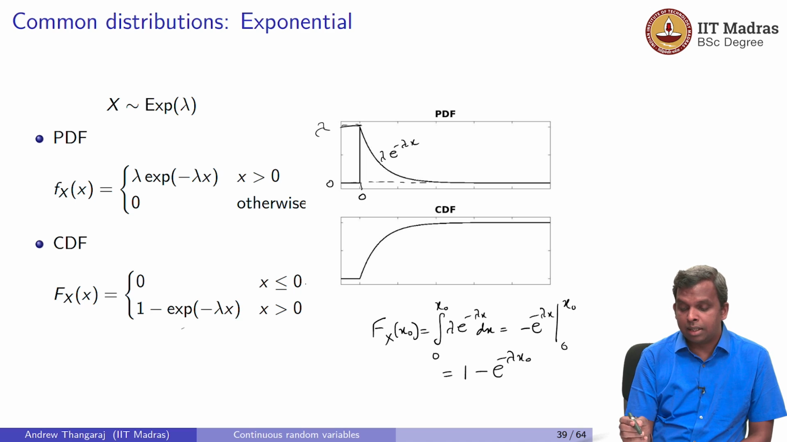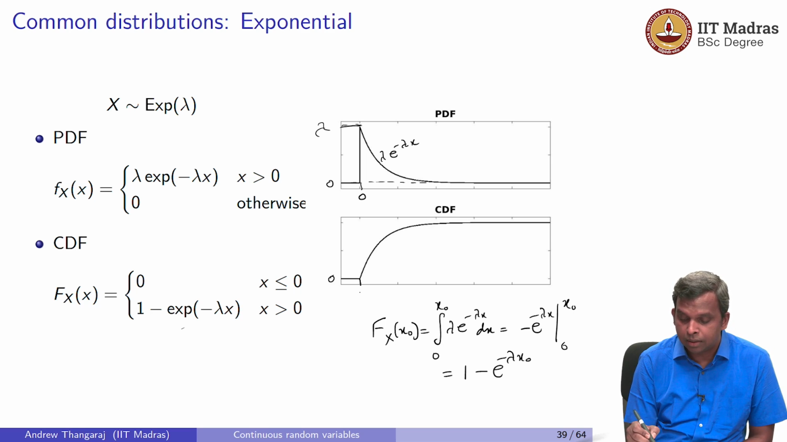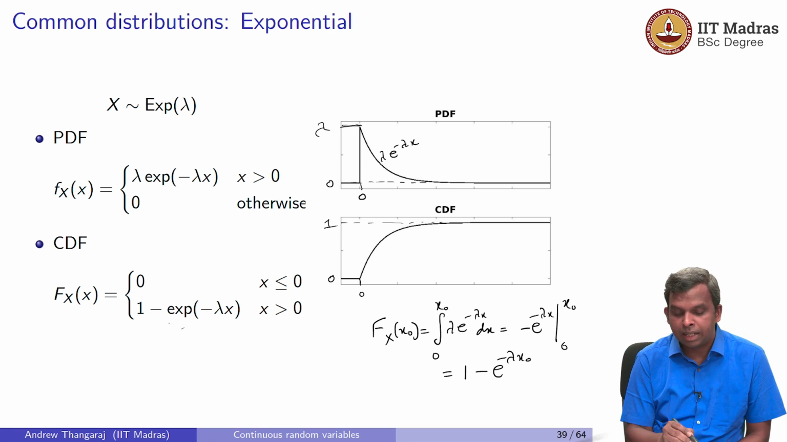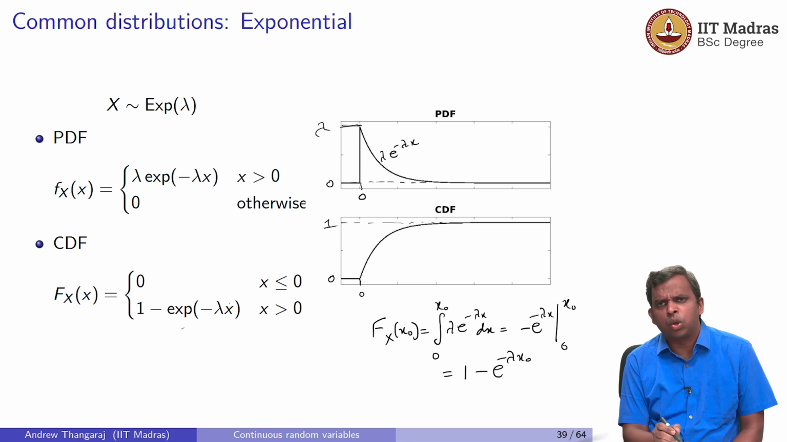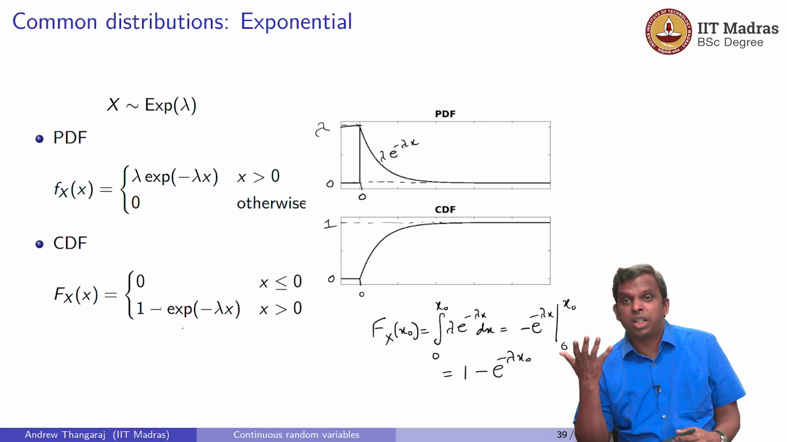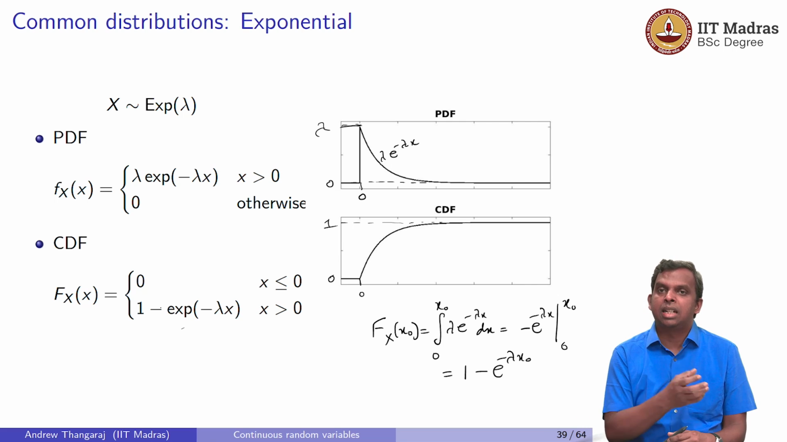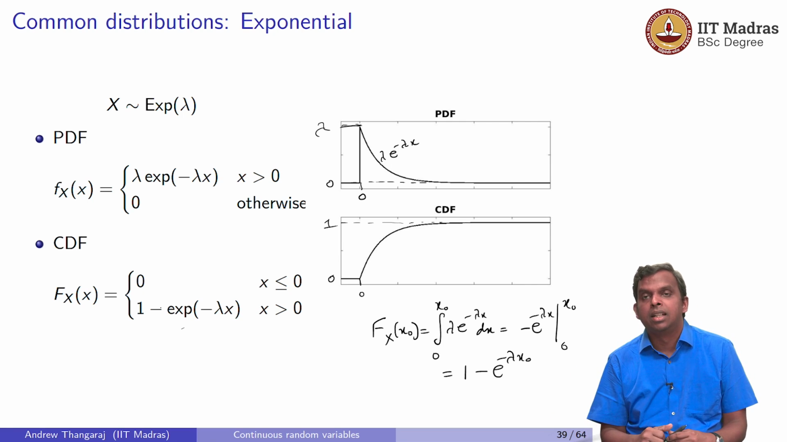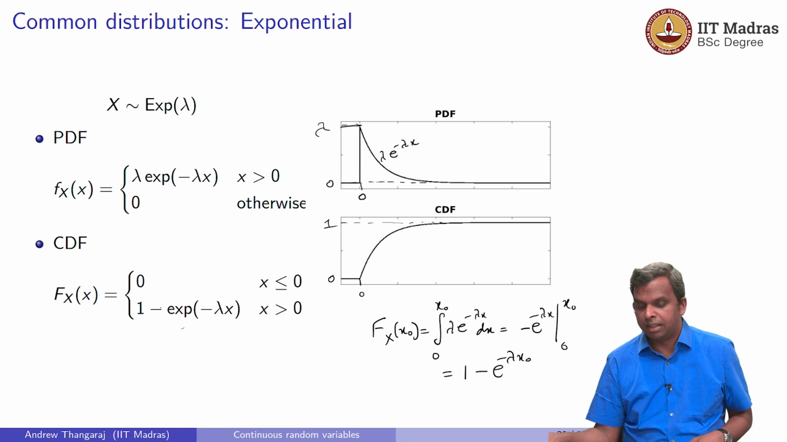Now does it eventually go to 1? You can see it will. 1 minus e power minus lambda x: as x keeps on growing, if x becomes 100, 200, etc., e power minus lambda x will start falling down and down and down. Eventually it will become 0, so the CDF goes to 1. So it's a valid CDF, as you can expect. This is called the exponential distribution. You can see why, because the exponent function plays a role. It's falling exponentially. Quite a few random variables in practice take this distribution, so it's a good model for many situations.